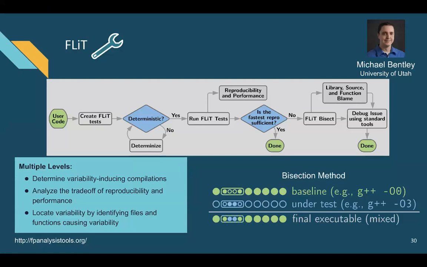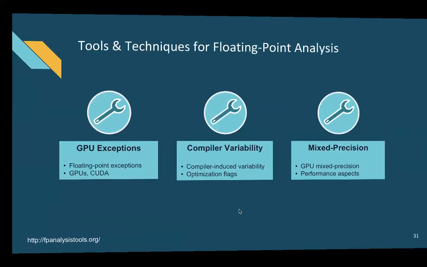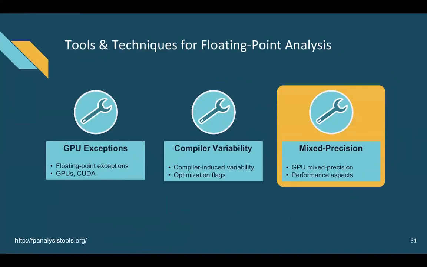It uses a bisection search algorithm as opposed to the delta debugging algorithm that we use. And this can identify the function that caused the problem that I mentioned before. The main developer is Mike Bentley at the University of Utah. And again, if you go to this link that you see at the bottom of the presentation, you can find a link to this tool. So now we are moving into the area of mixed precision, which is the last part of the presentation, but I can take questions here as well.